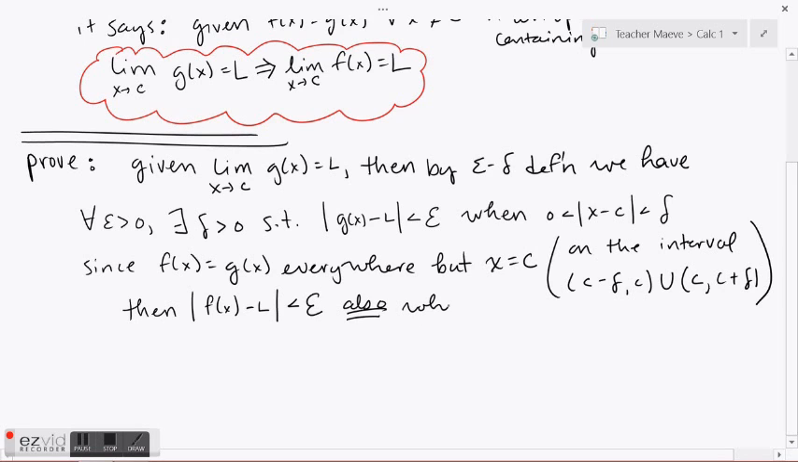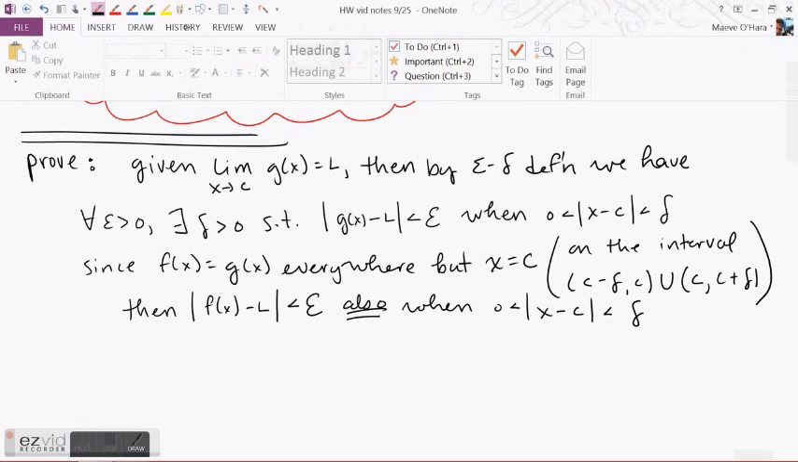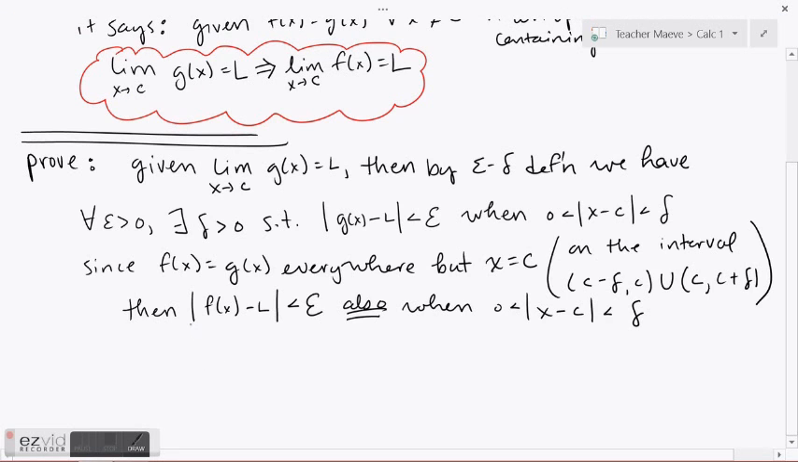whenever 0 is less than the absolute value of x minus c is less than delta. And that's the epsilon delta definition of the limit. So aren't we done? I think we are. Congratulations.